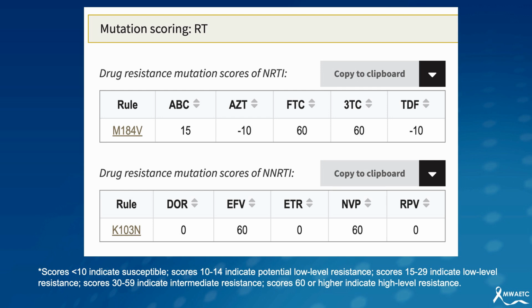So for example, the top, the M184V, which we've talked about, increases susceptibility to AZT and TDF somewhat, causes low-level resistance to abacavir, and high-level resistance to FTC and 3TC, and you can see the K103N at the bottom, and the high-level resistance to efavirenz and nevirapine. So again, this is a great way both to get interpretation for patients and to learn the mutations.